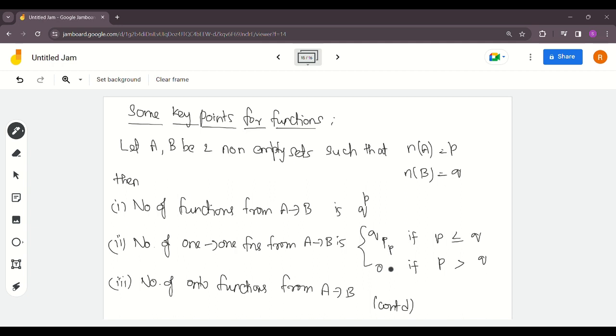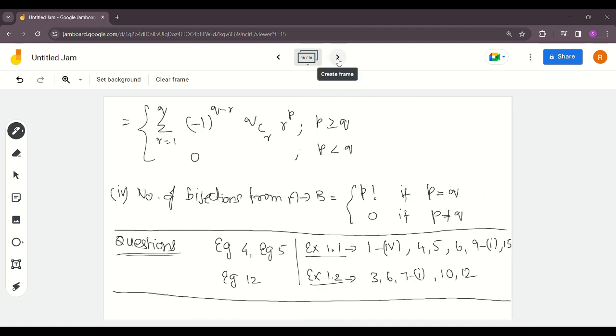Please understand when to use which formula, and try to learn. Next, number of onto functions from A to B. Here also you have got two cases. First is the summation r equal to 1 to q minus 1 of (-1)^(q-r) qCr r^p, if p is greater than or equal to q, you have to use this condition. If p is less than q, then it will be 0. This is for the number of onto functions defined from A to B.